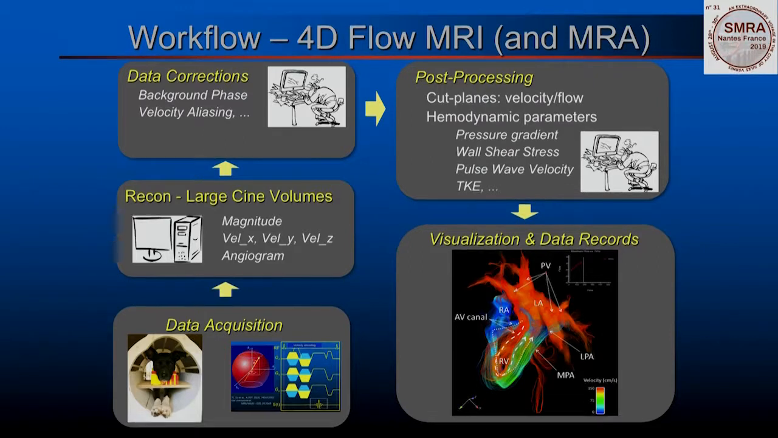So, I thought I'd give a brief overview of different components that are essential for conducting 4D flow imaging, and a lot of that also applies to MRA. Going in a workflow, we start with data acquisition, reconstruction, data corrections, post-processing, and visualization in data records. I want to comment on each one of those, on where the field is and where some of the advancements are happening.